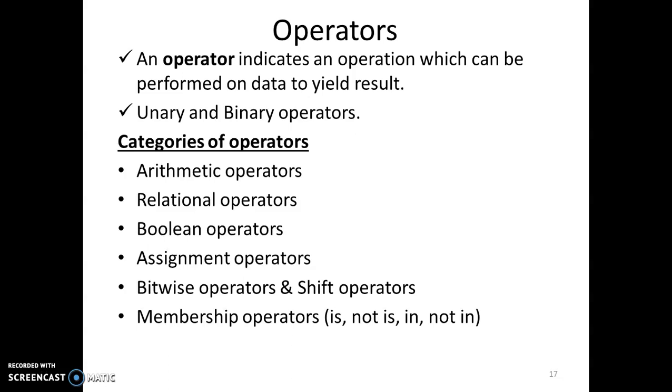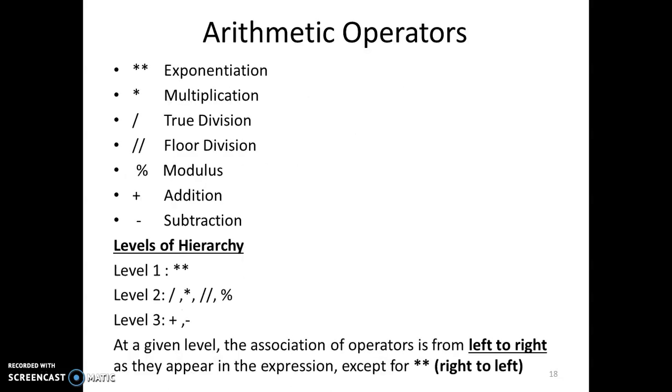So I'll begin by discussing arithmetic operators today. There are a total of 7 arithmetic operators in Python, namely double star, which represents exponentiation, star for multiplication, slash for true division, and double slash for floor division. So there is a floor division operator in Python, which is not present in many other languages. And there is a modulus operator, which returns the remainder after integer division of two operands. Then the addition operator plus is there, and the subtraction operator is there.